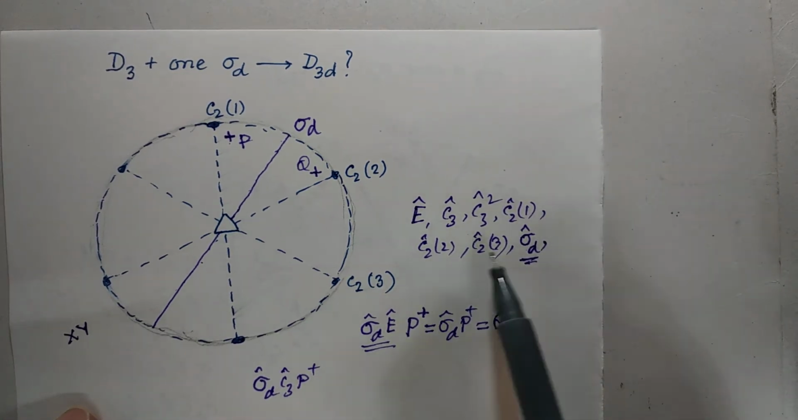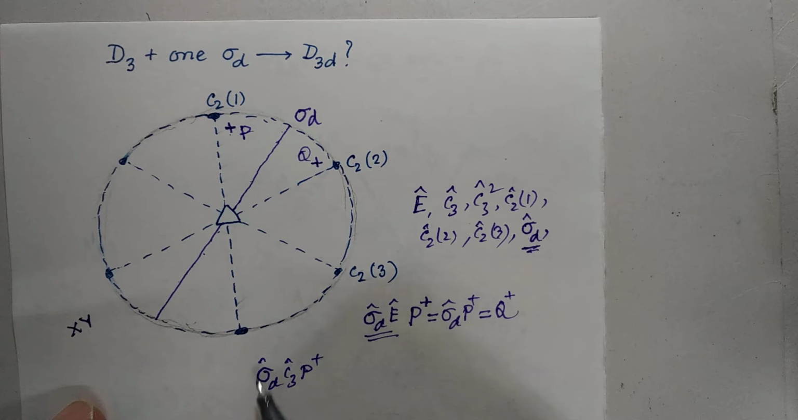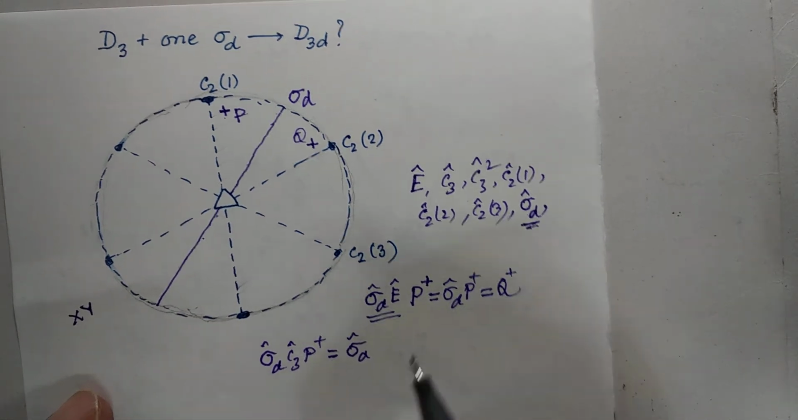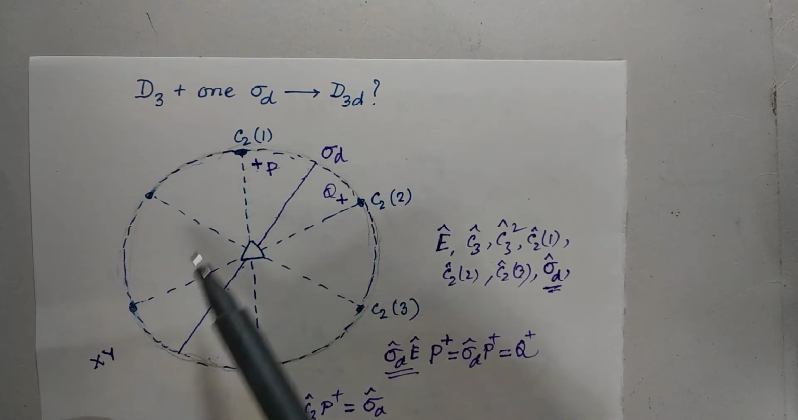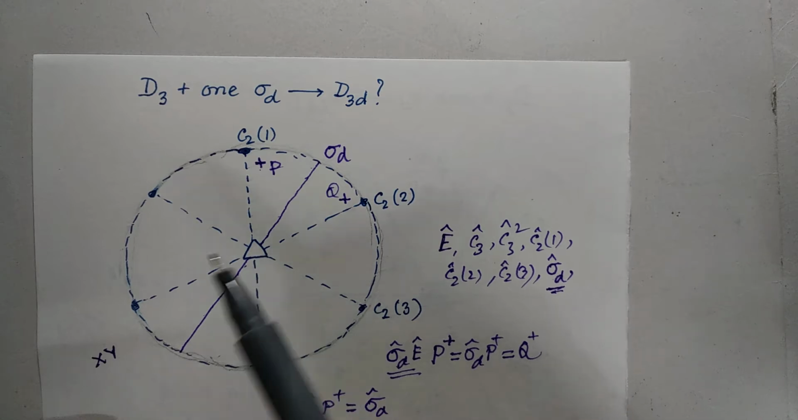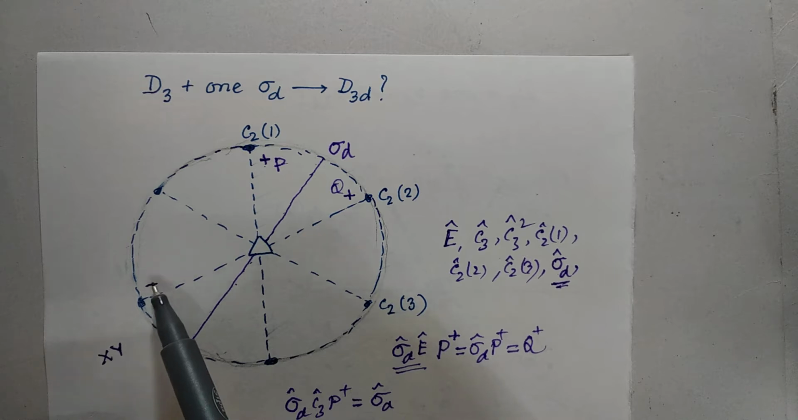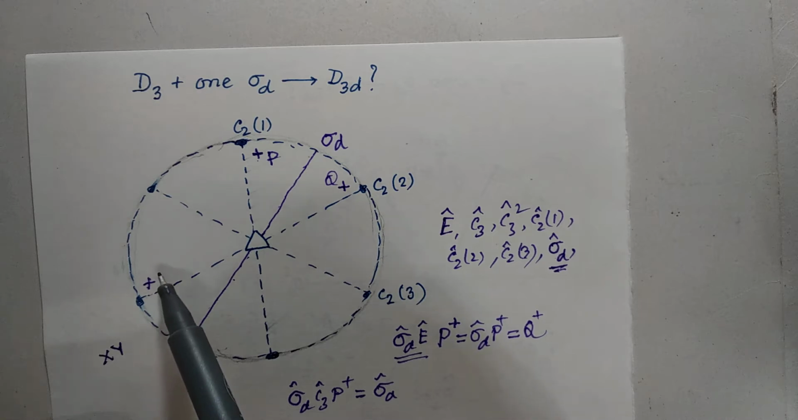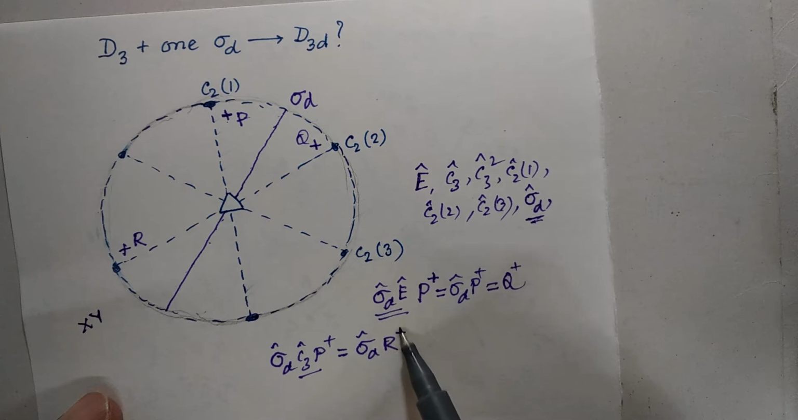Then we will multiply sigma D with C3, and see its effect on P plus. Sigma D on C3 P plus. C3 P plus means the point is rotated through an angle of 120 degrees about the principal axis. C3 P plus comes somewhere here. This point after C3 rotation comes here. Let us call it R. Then this point is R plus.